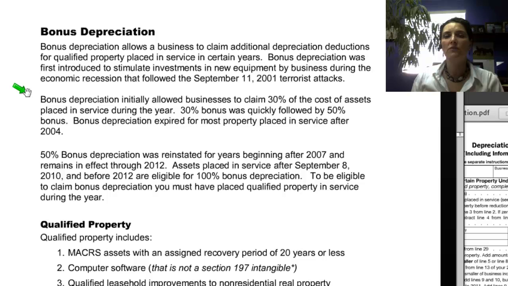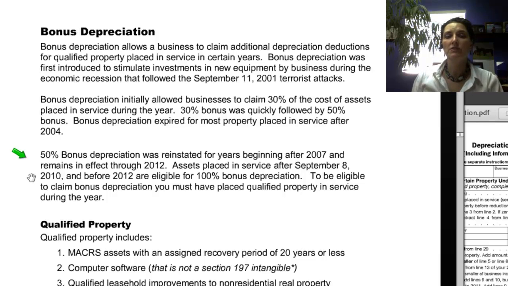Bonus depreciation expired for most property placed in service after 2004. But 50% bonus was reinstated for years beginning after 2007 and remains in effect through 2012. Assets placed in service after September 8, 2010 and before 2012 are actually eligible for 100% bonus depreciation.